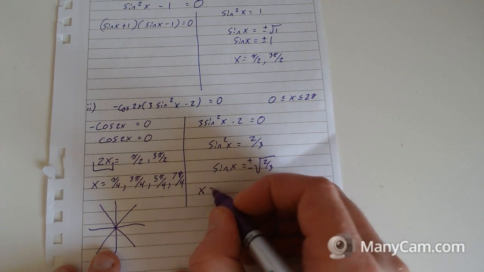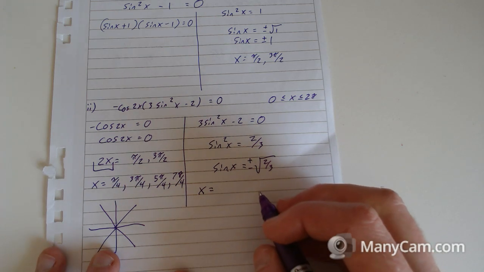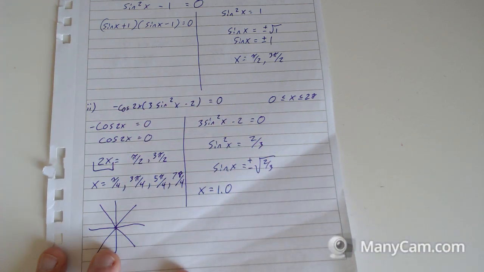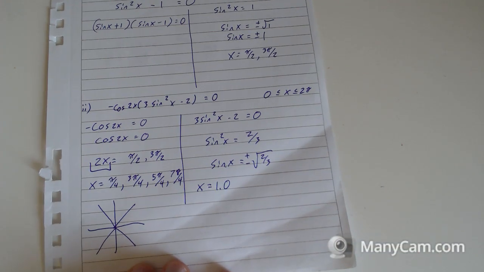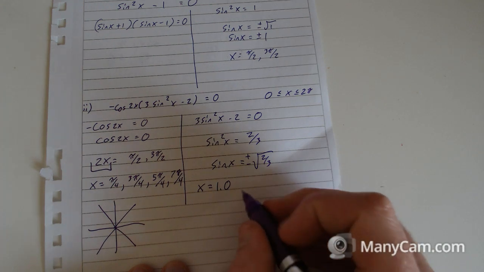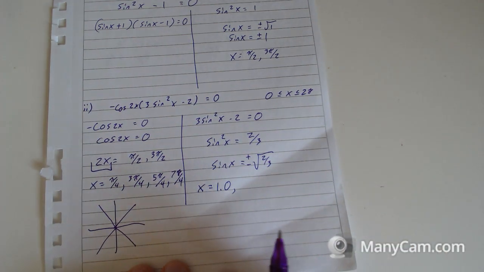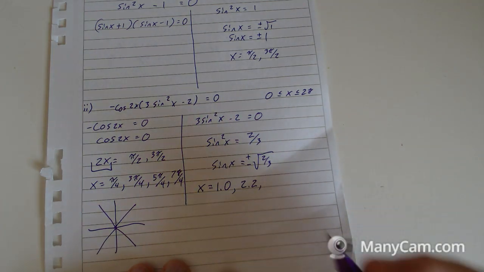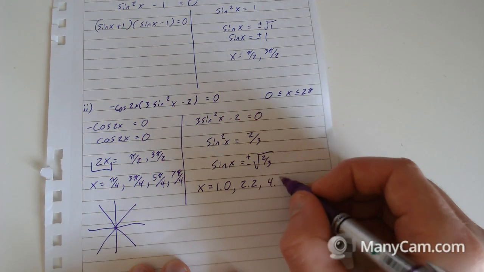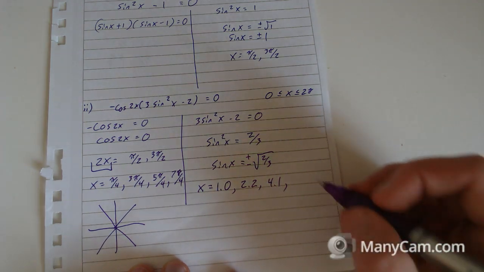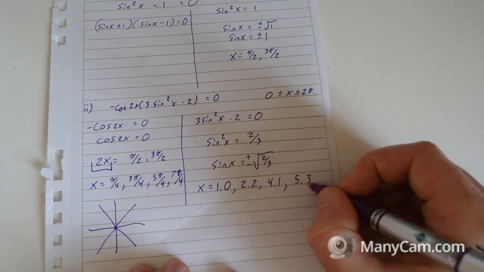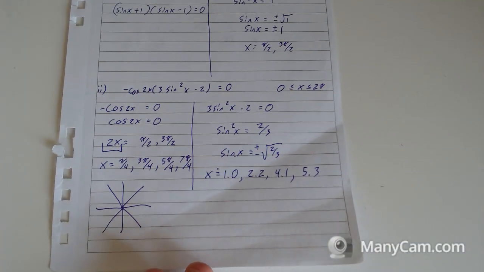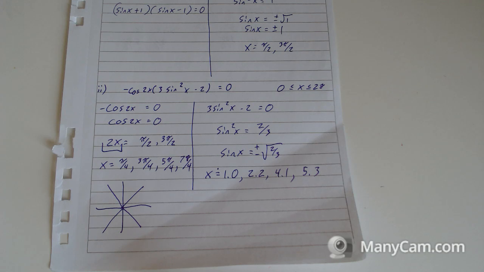So the first solution you should find is 1.0. And then the second solution is going to be pi minus 1.0, which is going to be 2.2. Then pi plus 1.0, which is 4.1. And then 2 pi minus 1.0, which is 5.3, roughly. Haven't done a lot of rounding lately, but yeah, roughly.